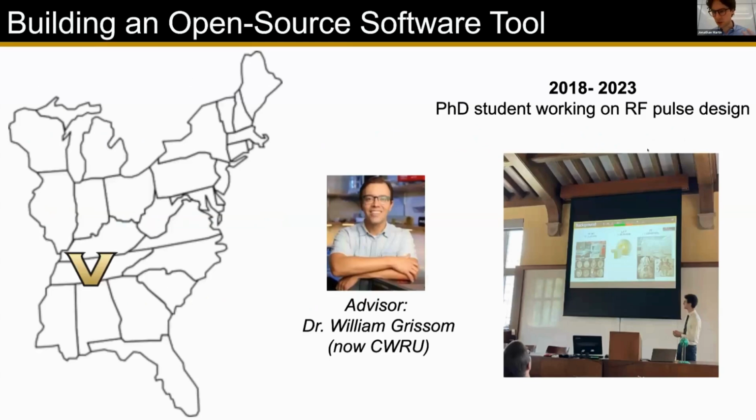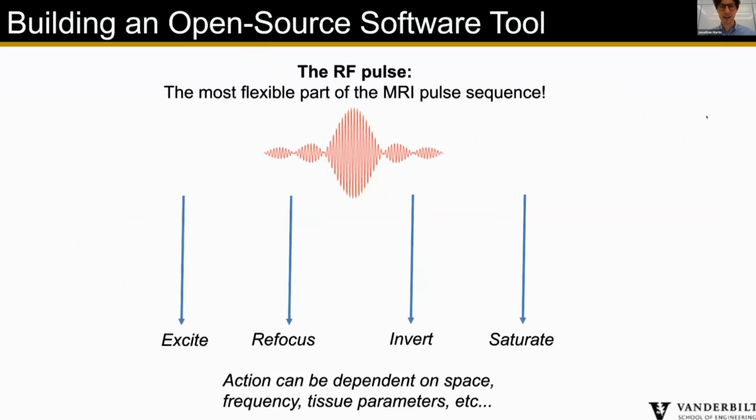A little bit of my biography. I did my PhD with Will Grissom in Nashville, Tennessee. My thesis really was focused on RF pulse design, so applications of algorithms for designing RF pulses at ultra low field strengths, ultra high field strengths, kind of across the spectrum. I really get excited about RF pulses.